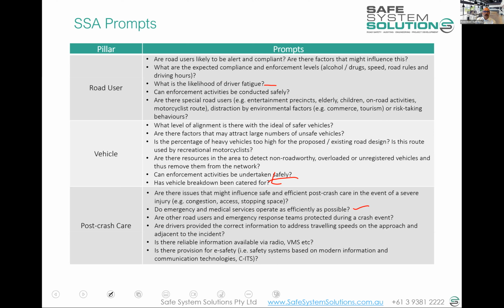Are other road users and emergency response teams protected during a crash event? That's, again, more likely to be motorway related. Are drivers provided correct information? Is there reliable information via radio, VMS? Is there provision for e-safety, cooperative ITS, safety communication technology? Again, that one I've only ever really played out at assessing tunnels. Big one on a tunnel.